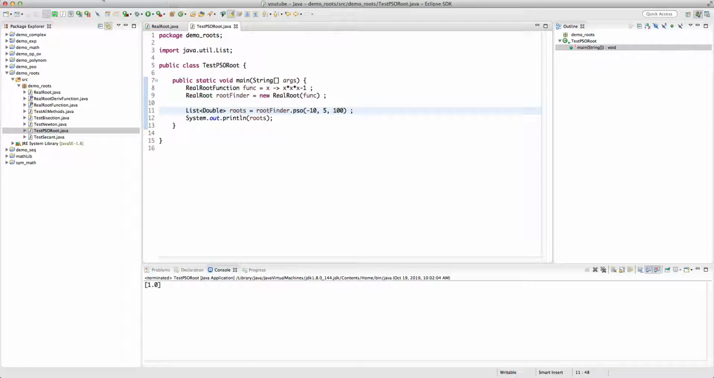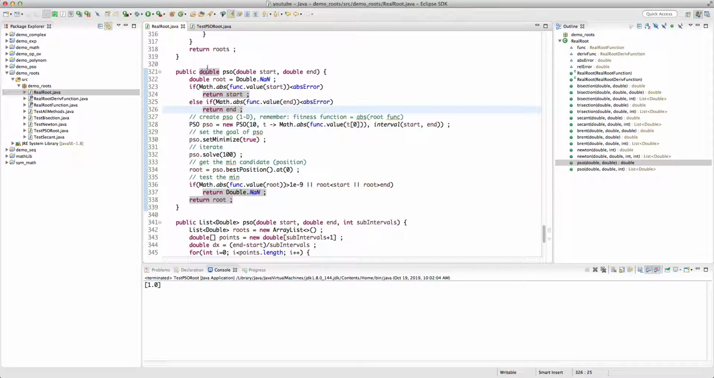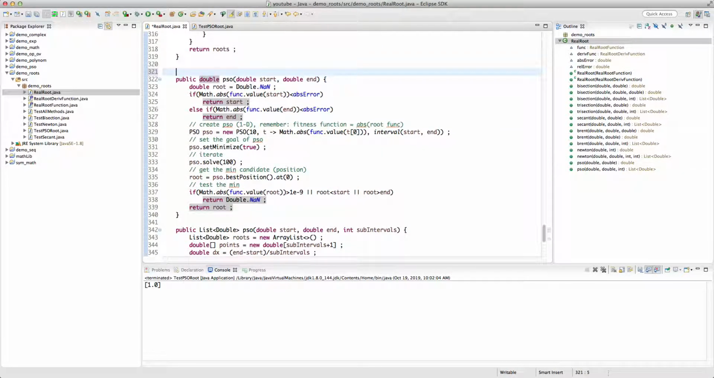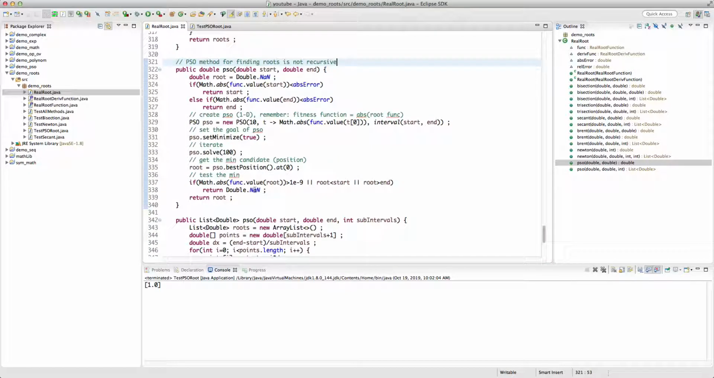And another thing that is interesting about this PSO method in comparison to other methods is that this is not recursive. So the PSO method for finding roots is not recursive. All right, we're not looking at any recursion or anything, so we're not dealing with the method stack and the calls to the method stack that happen during any recursion. Okay, and therefore it tends to be more optimal in terms of there is no recursion happening.